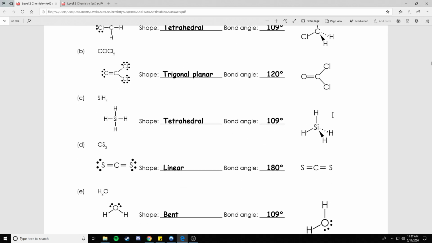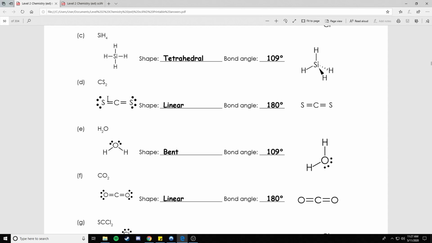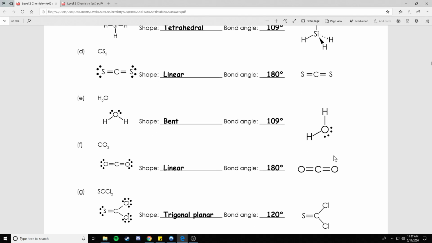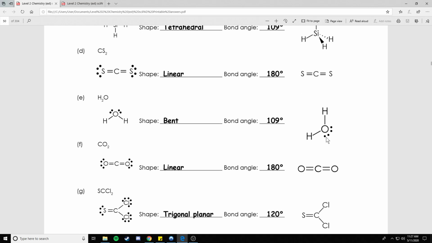And importantly, we don't need to draw our... Let's have a look at this one. We've got lone electrons around the sulfur here on our Lewis structure. We don't need to draw them in our shape. Our shape is just what atoms there are, but we still draw electrons around the central atom because they determine the shape. Okay?